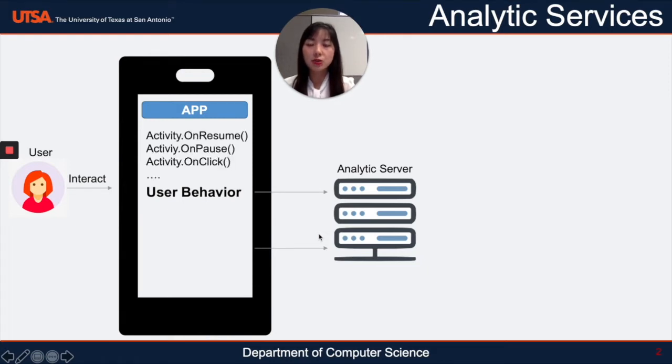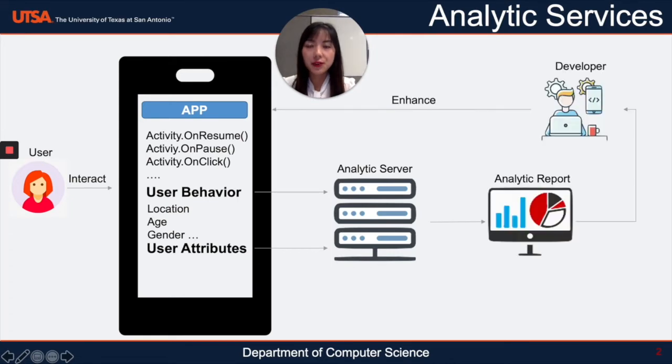On the other hand, users' other information like demographic data can also be collected. We call them user attributes, like users' gender, location, and age. For example, the app company may want to know the age distribution of their users and how the behavior is different among different age groups. One thing that we need to know is that the attribute collection is just for statistical purpose, but not for any specific individual. When the behavior and attributes data have been collected, analytics service will generate a report for the app developer so that they can improve their application.